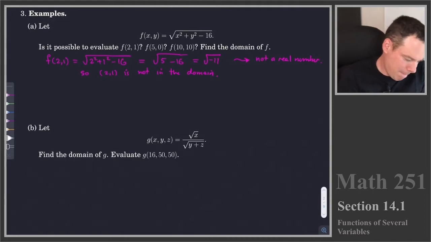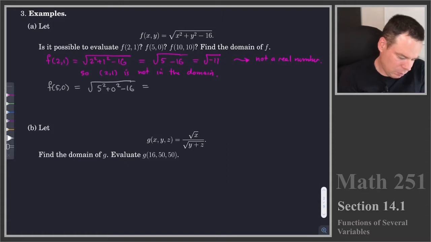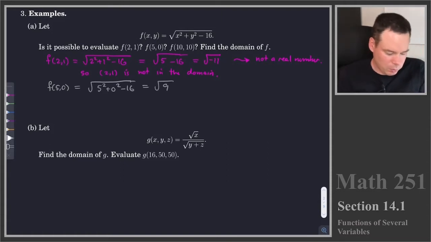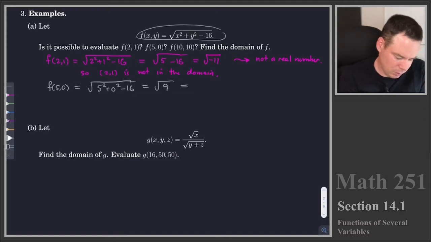How about f of 5, 0? Let's see, does that work to plug in? 5 squared plus 0 squared minus 16 is equal to root 9. The square root of 9, that's a positive square root of 9. There's no negative sign in front of that. This function, even defined up here, has a positive square root in the definition of the function. So this is 3. And yep, perfectly fine. Plug that value in, we get a unique real number out. All's looking good. That's 5, 0 is in the domain, and we know what its output is.